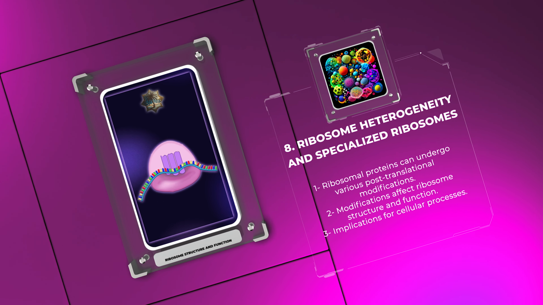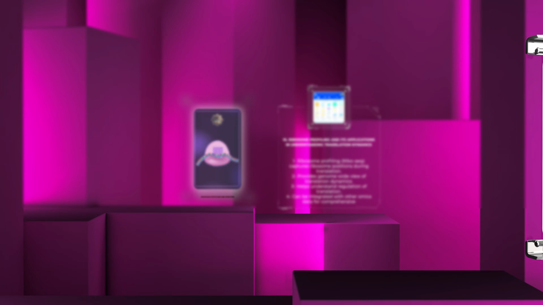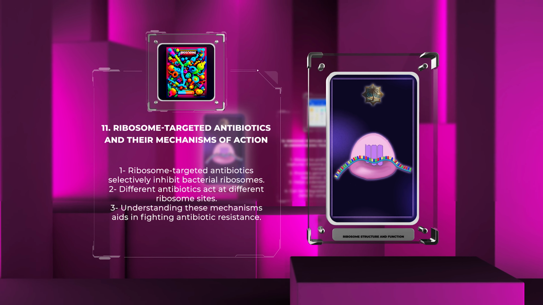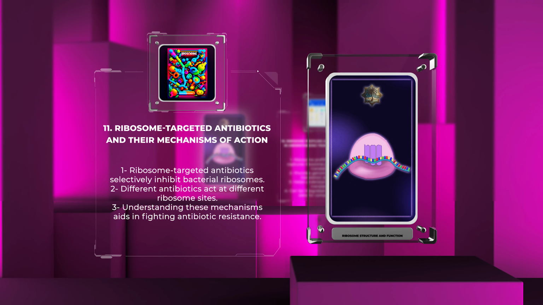Next, we will discuss ribosome profiling and its applications in understanding translation dynamics. Ribosome profiling, or Ribo-Seq, is a technique that captures ribosome positions during translation. It provides a genome-wide view of translation dynamics and helps understand how translation is regulated. It has uncovered new regulatory mechanisms and can be integrated with other omics data for a comprehensive understanding of gene expression. Ribosome-targeted antibiotics selectively inhibit bacterial ribosomes, halting translation and inhibiting bacterial growth.